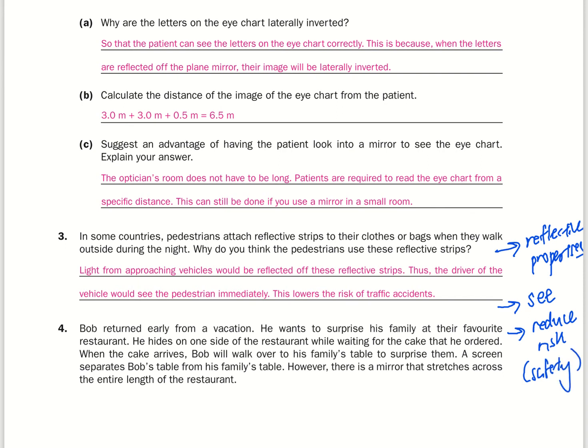So these are the general key points for these answers over here. You must talk about the reflective property, whereby it reflects off this reflective surface and the driver can see the pedestrian immediately, and hence accidents are prevented from happening so frequently. Okay, so that's it. Thank you.